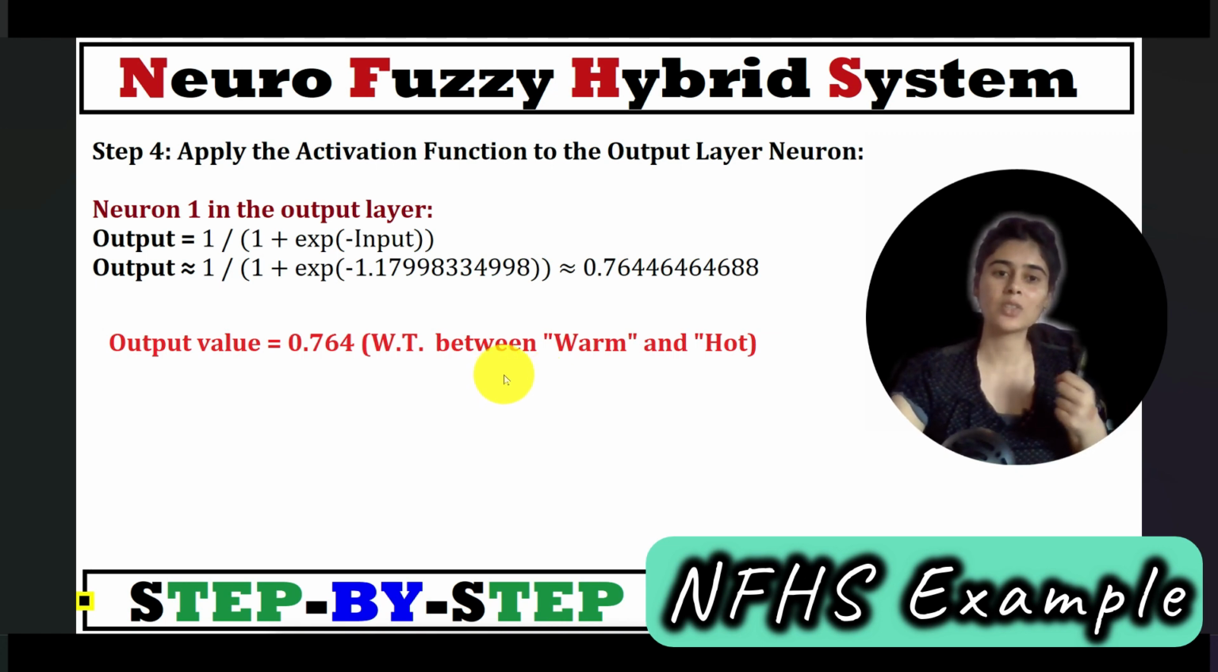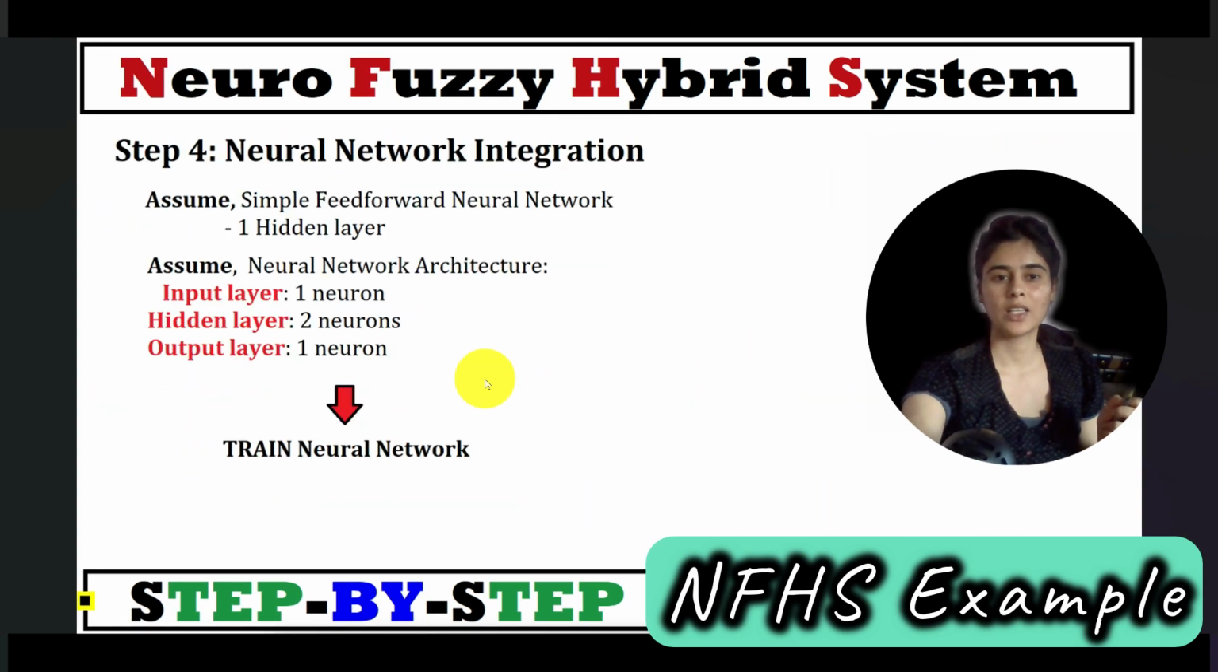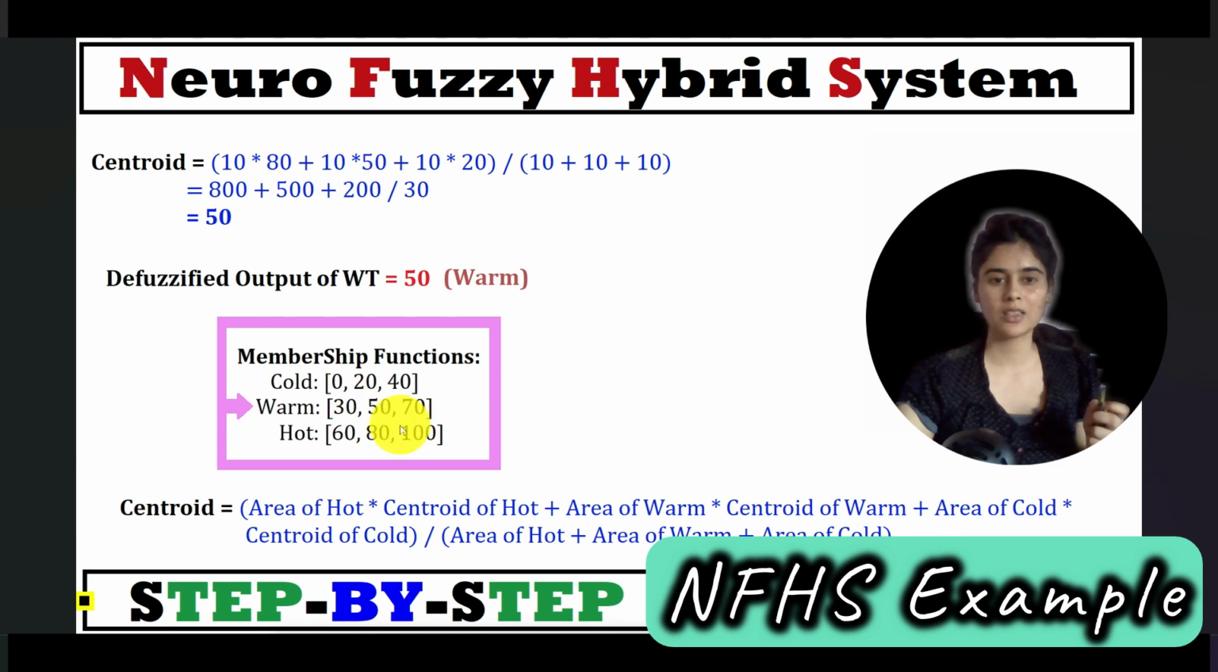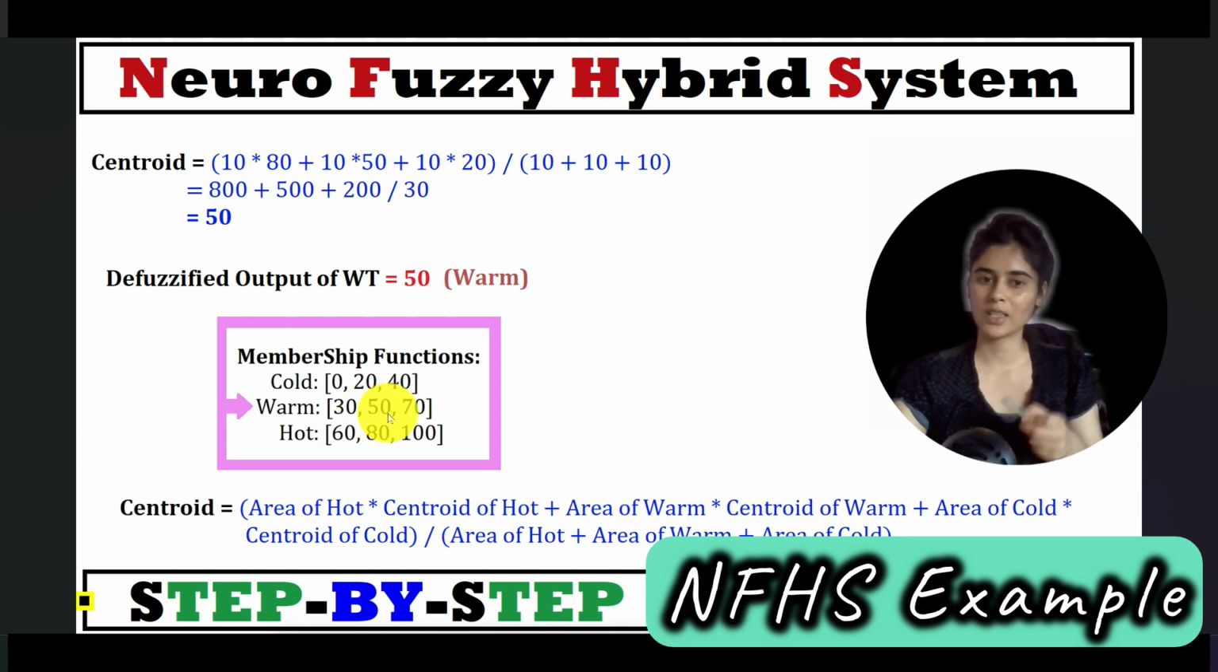All the values are just assumed, and the final output value we got here represents that the water temperature is between warm and hot, as we got the value 50 earlier, which represents warm. The final output after neural network integration also indicates that the water temperature is between warm and hot.